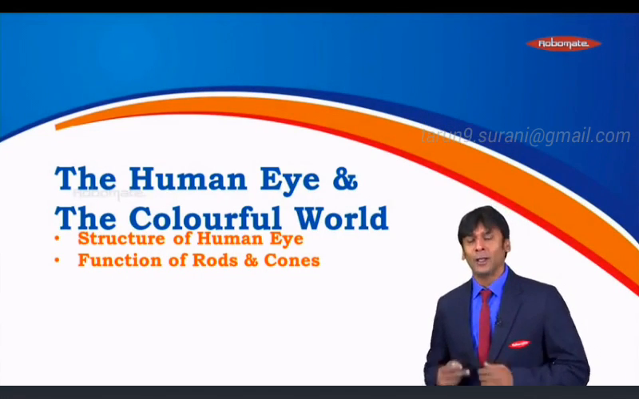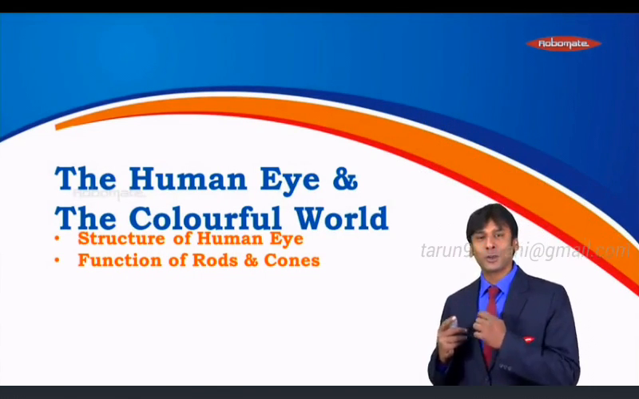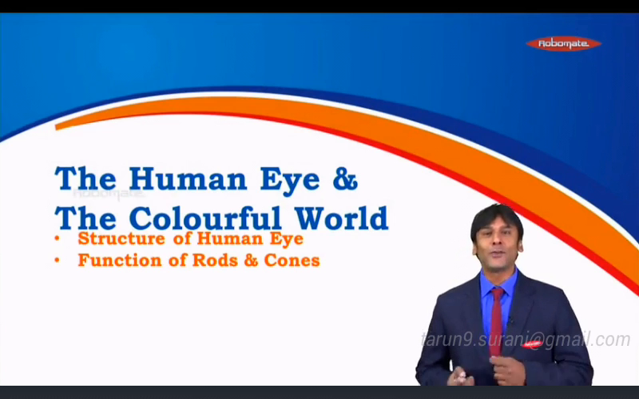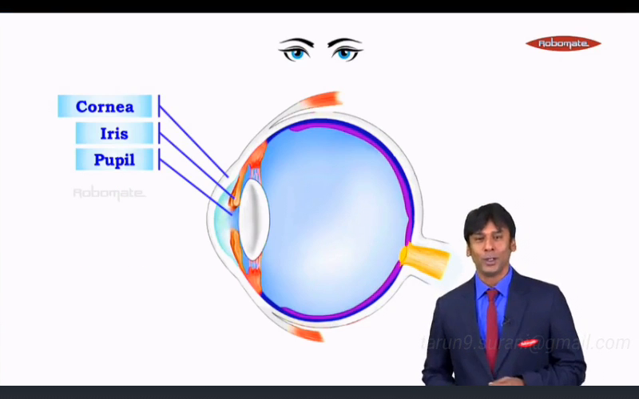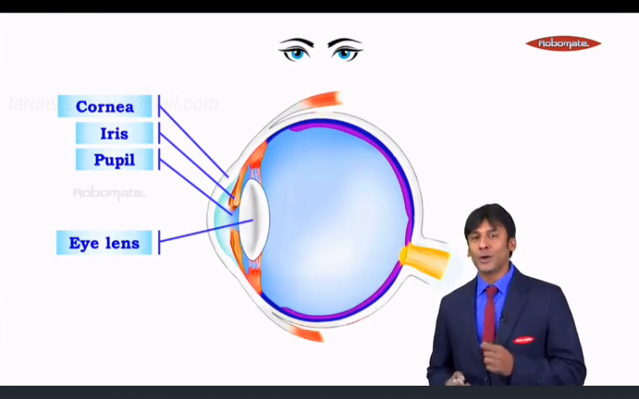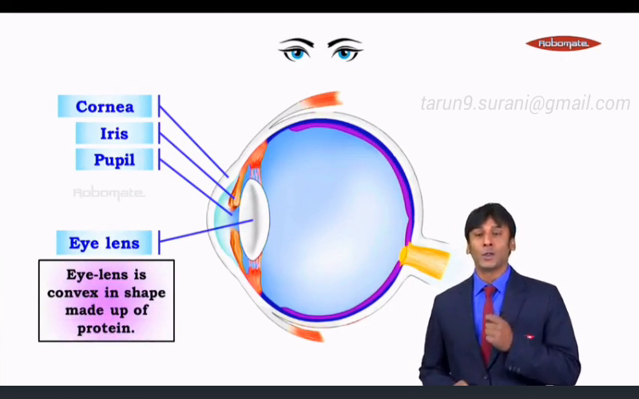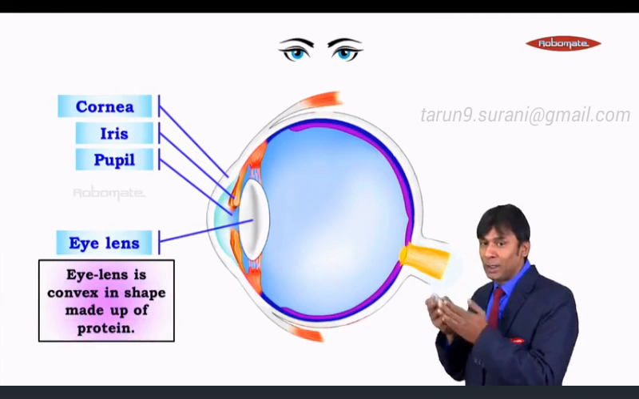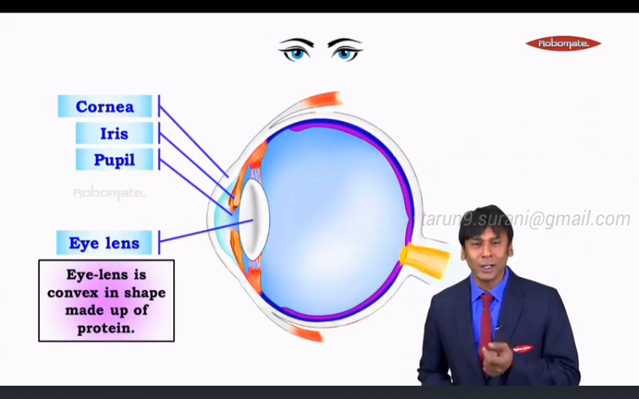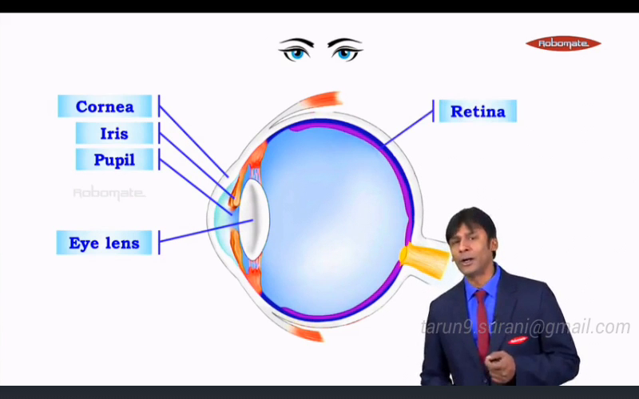We will understand a little bit more about the structure of the human eye, and we'll understand the function of rods and cones. Now going further, students, the next part of the human eye is the eye lens, a very important part. The eye lens is convex in shape, as you can see, and it is made up of proteins. Imagine a lens made up of proteins in our eyes.